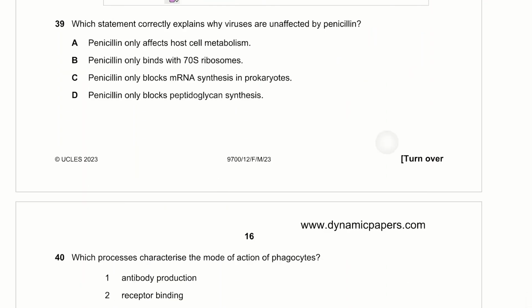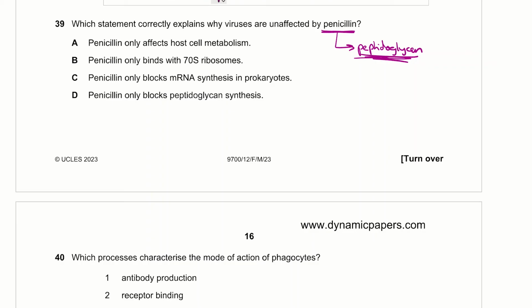By penicillin. So the mechanism of penicillin, it stops the peptidoglycan cell wall of bacteria forming. Therefore, it's only selective for microorganisms that actually have that peptidoglycan cell wall. Now let's see the suggestions that we have here.